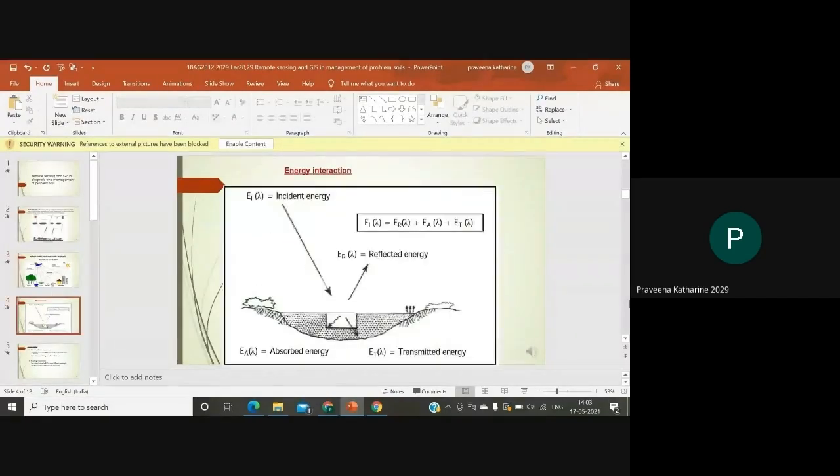Okay, so what happens to the energy, this is what we were talking about now: the incident energy, the energy that comes from the solar radiation. It comes and falls on an object. So the object does three works. The total of the reflected energy, the absorbed energy, and the transmitted energy will be equal to the incident energy. You all know energy can neither be created nor be destroyed, isn't it? But it can be transformed from one form to another. So that happens here also. Okay, but for every feature, the amount it does may vary.